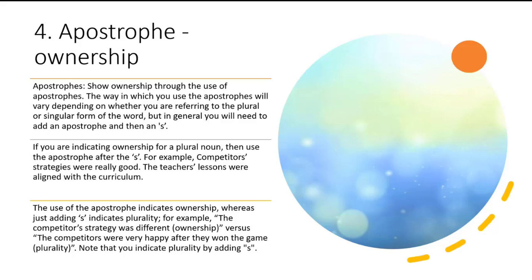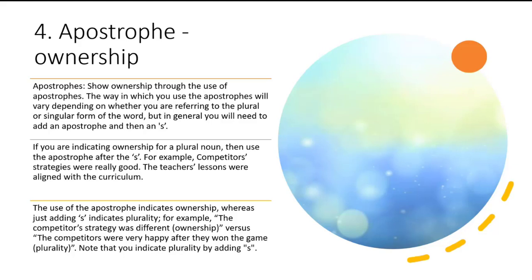Okay. So you see the examples we have as well in the slide, competitors' strategy. So it's many competitors, so the apostrophe is just after the S, right? Teachers' lessons. When you see the apostrophe after the S, it means that it's many teachers, right?